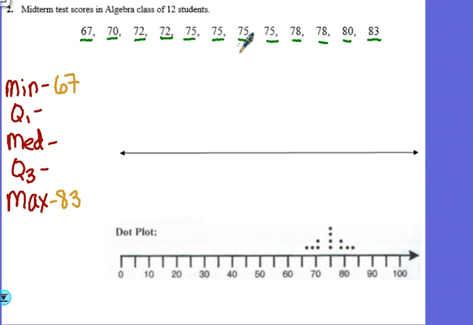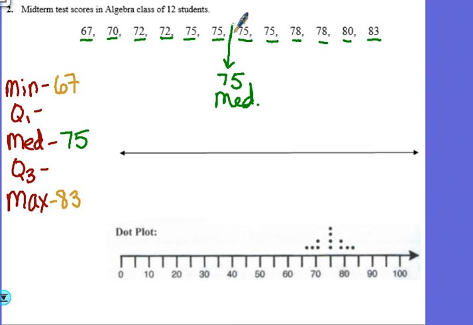Ooh. Notice this time there is no number that's directly in the middle. However, that middle number would be right here. So, you need to think about what number would be in the middle of 75 and 75. Well, in this case, it's just going to be 75. And that is our median.